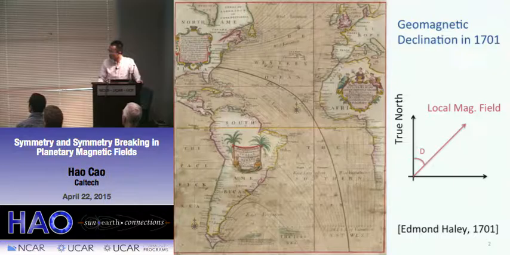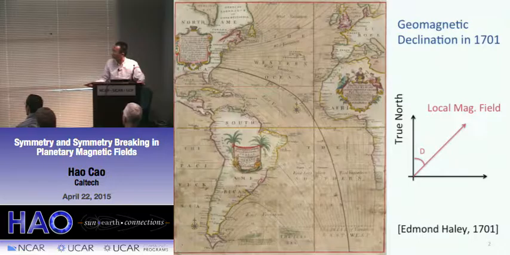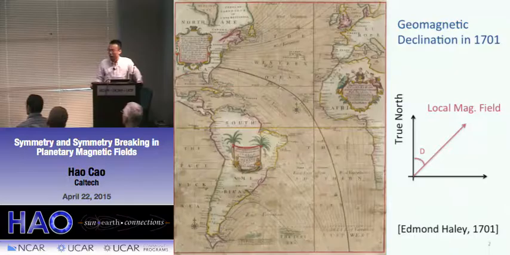This is a very ancient geomagnetic map actually made by Edmund Halley in 1701. And this is the same Halley the famous Halley comet is named after. And you see the continents here, North America, South America, and part of Europe and Africa. And on the oceans, you see those lines. Those are actually contour lines of geomagnetic declination. So geomagnetic declination is the angle between the local horizontal magnetic field and the local north direction. And you see all these contours on the oceans.